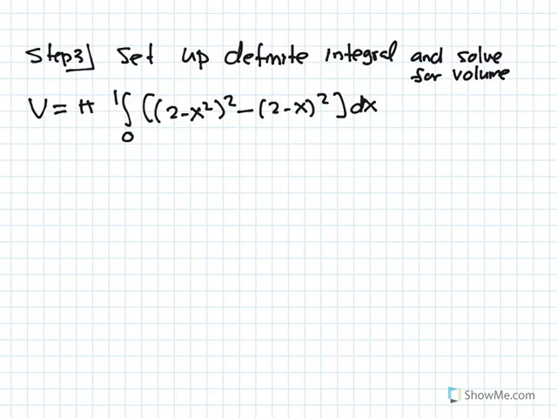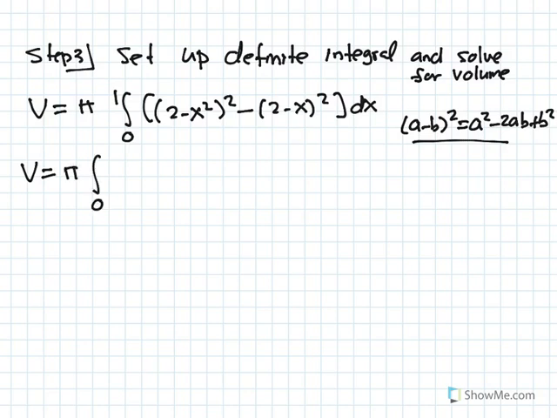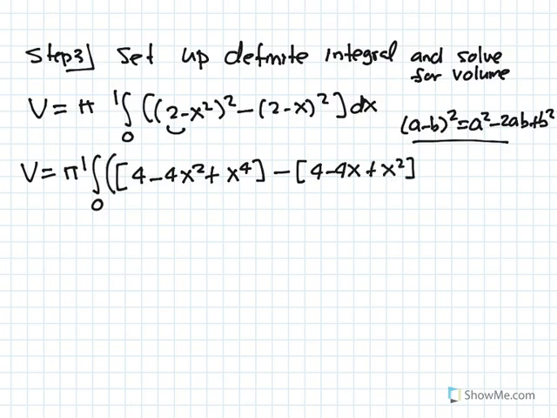Let's simplify the integrand. We're just going to open up the brackets. I'm just going to use this algebraic identity, (a minus b) squared, that's going to be a squared minus 2ab plus b squared. So volume is equal to pi, integral from 0 to 1, and 2 squared is 4, minus 4x squared, plus x to the 4th, minus, 2 squared is 4, minus 4x, plus x squared, and let's close the brackets here, dx. We'll simplify the integrand and then integrate using the reverse of the power rule.